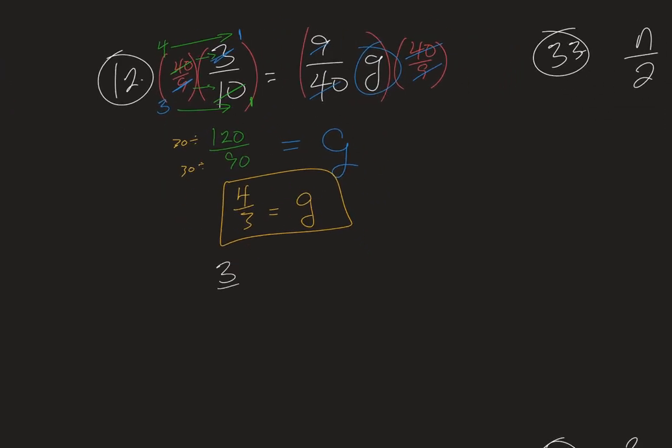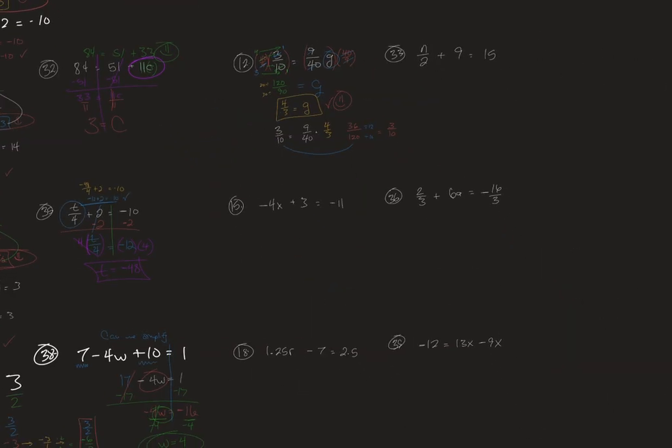Now for the plug in to see if it works. 3/10 equals 9/40 times 4/3. Well, we could do it this way. 9 times 4 is 36. 36 over 120. Oh my goodness. Well, if these are going to be the same, we had better be able to divide these two by 12, because let's be honest, 10 times 12 is 120, right? And yes, that's what we end up getting. We get 3/10. So that's good. We are happy with 4/3.